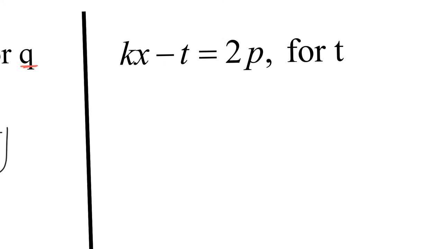Now here we have kx minus t equals 2p. So the one that I want to solve for is t. So I'm going to put a box around the t right here. So everything else must go to the other side.